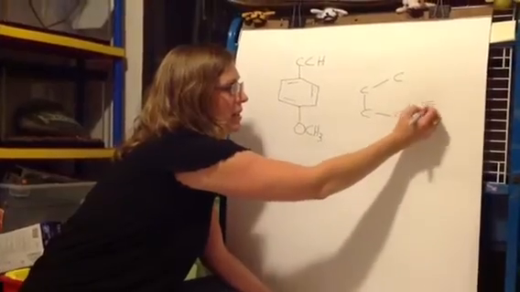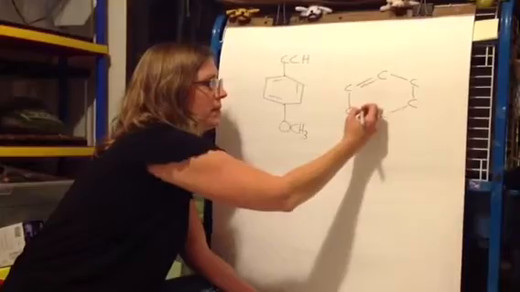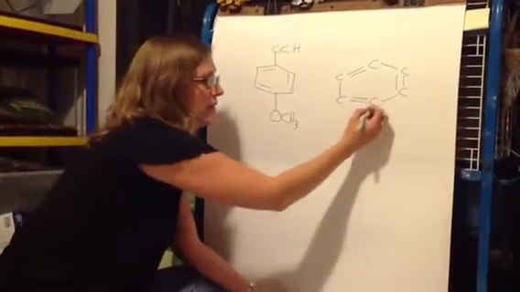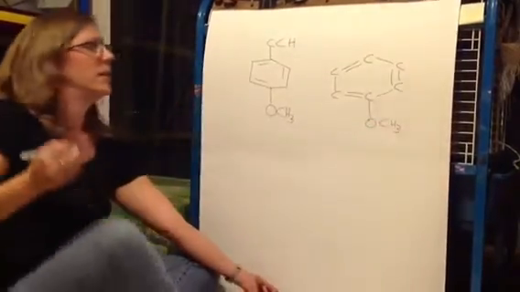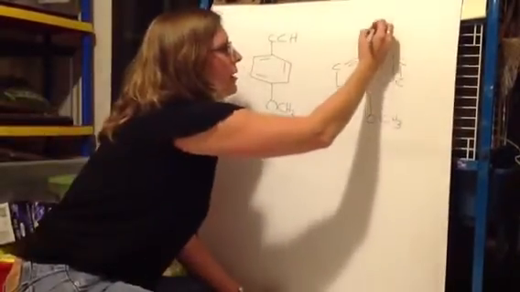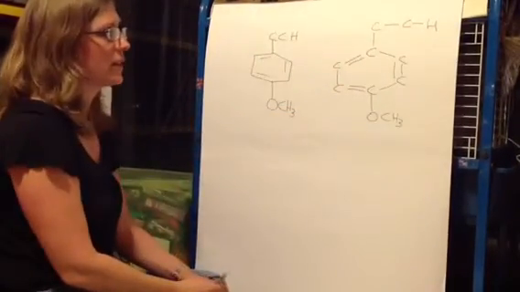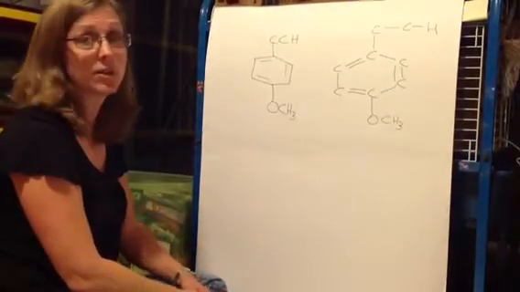So that means there's 6 carbons here with 3 double bonds. Okay, we have an OCH3 down here. And we have a carbon and a hydrogen. Okay, so that's our skeleton that we've drawn out, our basic connectivity. Now let's complete our Lewis structure.